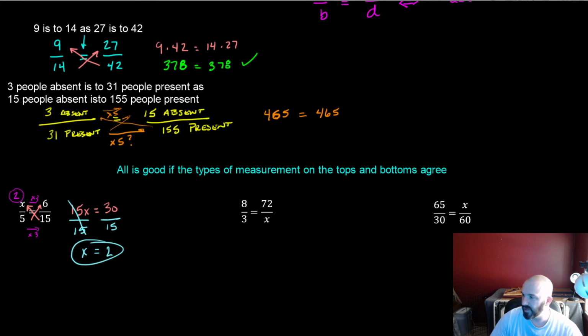All right, next one here. Again, I'm just going to cross multiply. It doesn't really matter. Once I'm into the proportional form, I just cross multiply. That's going to give me 8x is equal to, now this is not nearly as easy, 216. And then I have to divide both sides by 8.